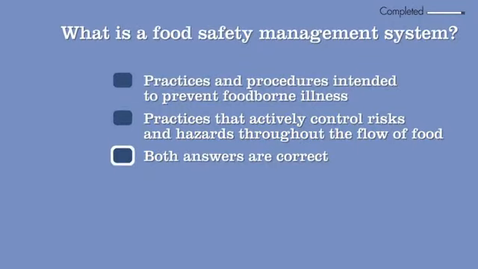That's right. A food safety management system includes practices and procedures intended to prevent foodborne illness. But the purpose of those practices and procedures is to actively control risks and hazards throughout the flow of food. To make all of this work, you have to have certain food safety programs in place. They'll serve as the foundation upon which to build the system. The good news is that the principles you're learning in this course are the basis of these programs.